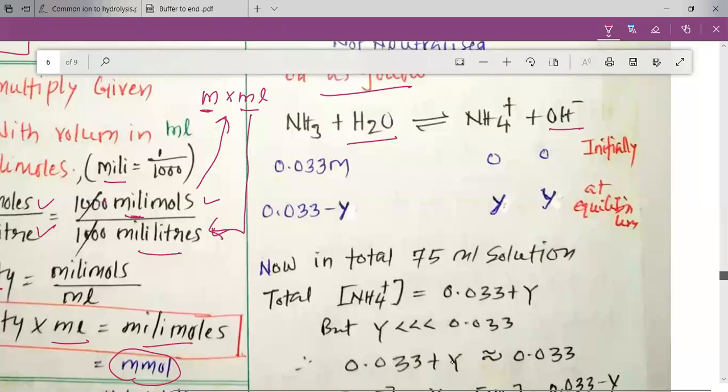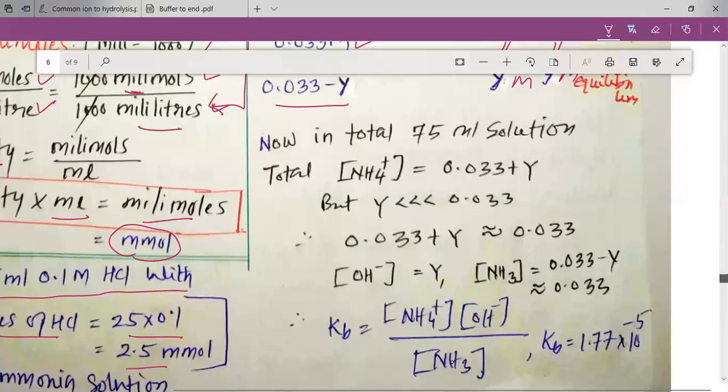This 2.5 millimole of ammonia is nothing but your 0.033 mole per liter ammonia. So this is the initial concentration. At equilibrium we will get the concentration 0.033 minus Y, and the NH4 plus and OH minus produced are Y, Y moles per liter. Now we know that in total we have 75 ml of solution. Total concentration of NH4 plus would be 0.033 plus Y.